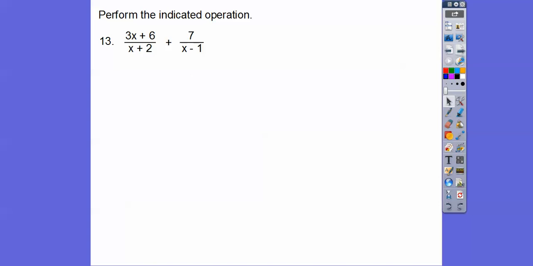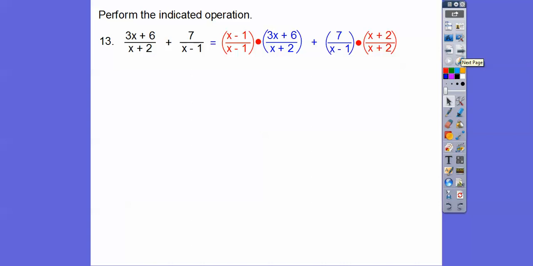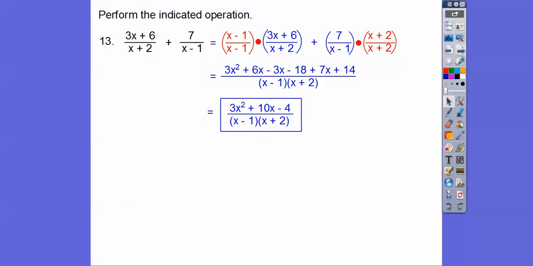Okay, common denominator is x plus 2, x minus 1. So I'm going to multiply the first fraction by the missing piece and the second fraction by the missing piece. Remember, it's over itself, because anything over itself equals 1. So when you multiply by 1, it won't change the value. Okay, now they have a common denominator, so I FOILed out on the left and distributed on the right, 7 times x, 7 times 14, and then combine all the like terms. And then I tried factoring that. It doesn't factor, so we're good.